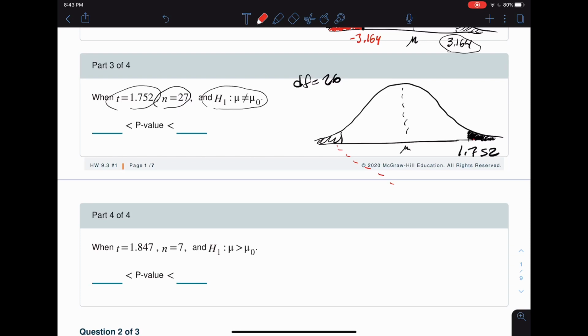Another area of mistake is, remember with two tails, you would have to actually add those two areas up, which is just basically doubling this area, right? Because the areas are equal. So just double. So I'm trying to find this p-value right here, and then I just double it since I've got two tails that are the same size. Okay, so what do I have? Just to review, degrees of freedom 26, a t-value of 1.752.